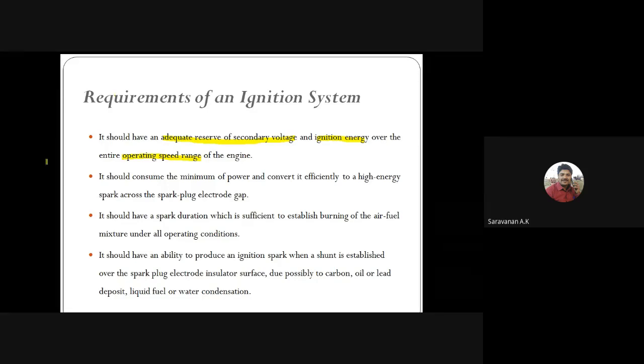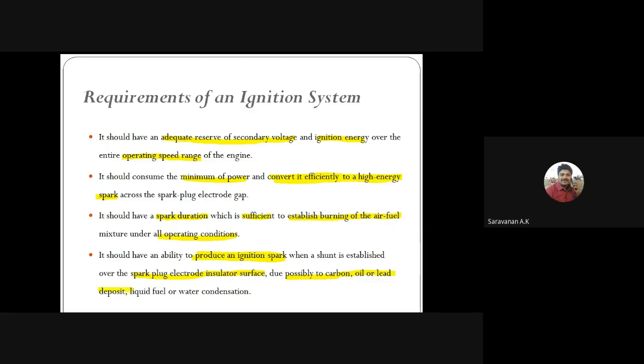Then the second one is that it consumes minimum power, and it is converted into a high energy spark. It should have a spark duration that is sufficient to establish burning of the fuel air mixture for all operating conditions. Then it should have the ability to produce the ignition spark, despite the spark electrode and insulator surface conditions.